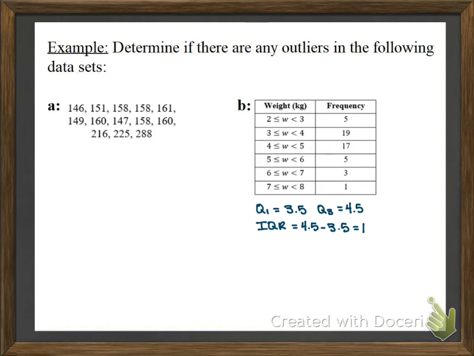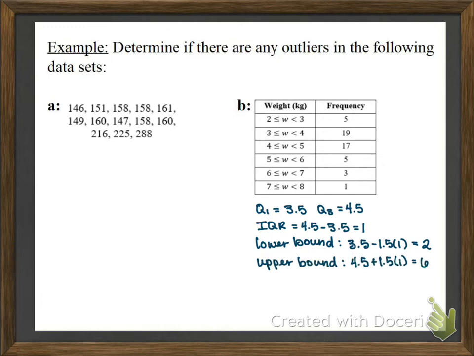Looking at our calculator's 1-Var Stats, Q1 is 3.5, Q3 is 4.5. So your IQR, 4.5 minus 3.5, is 1. Finding our lower boundary, we have 3.5 minus 1.5 times 1, which is 2. Finding your upper boundary, we have 4.5 plus 1.5 times 1, which is 6.